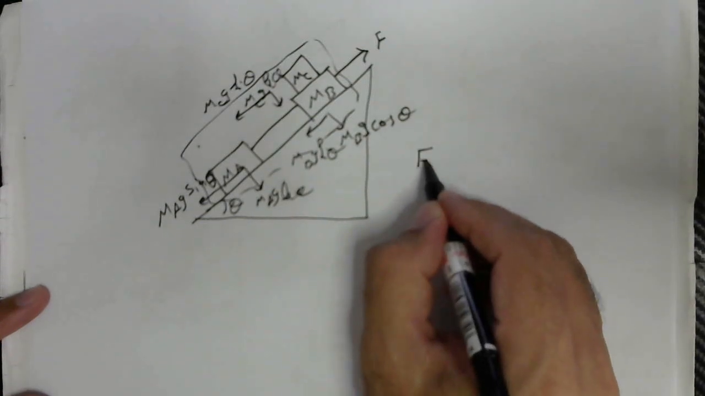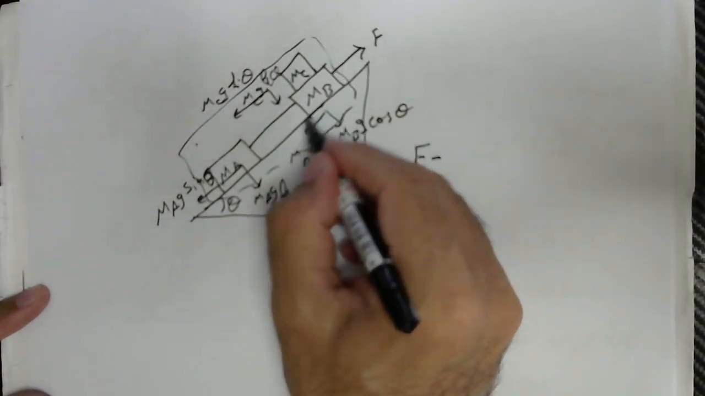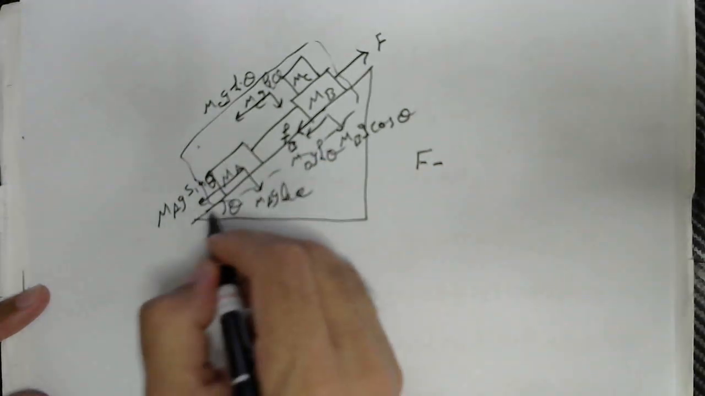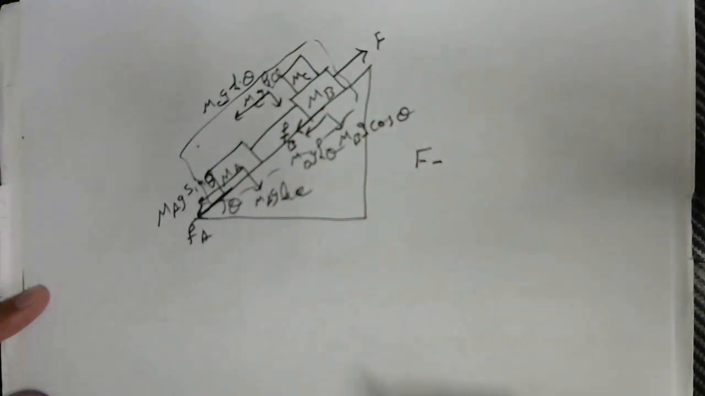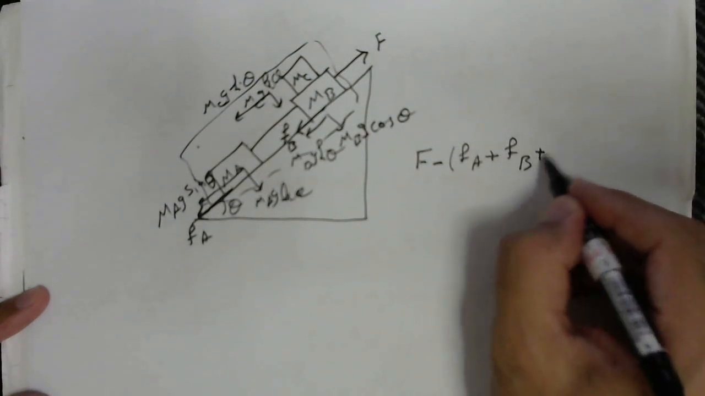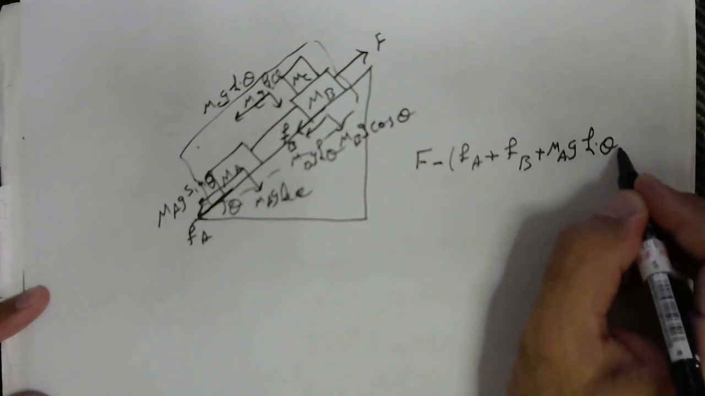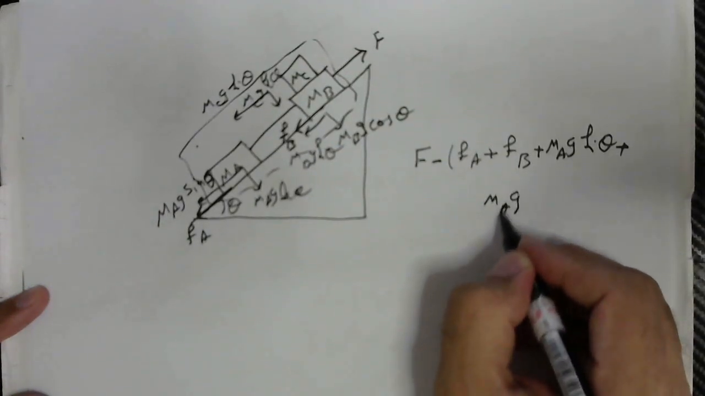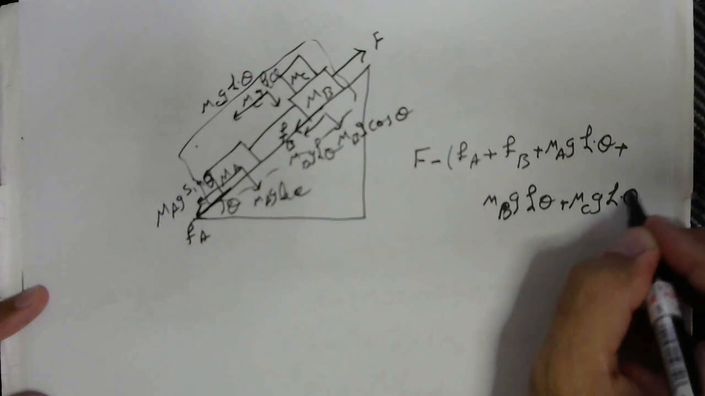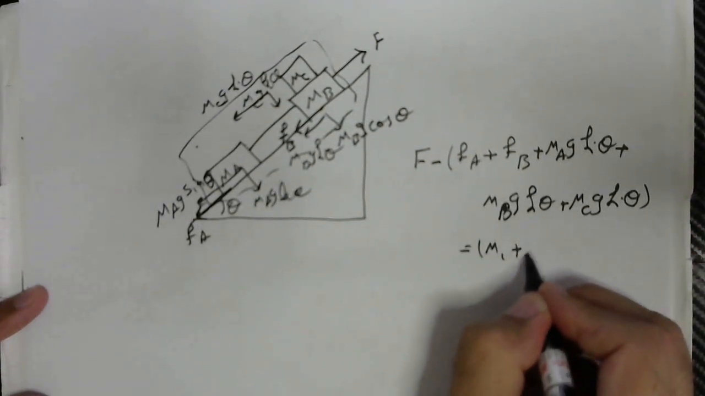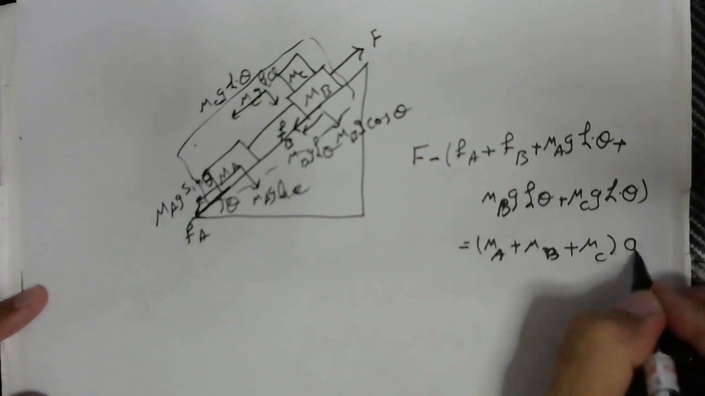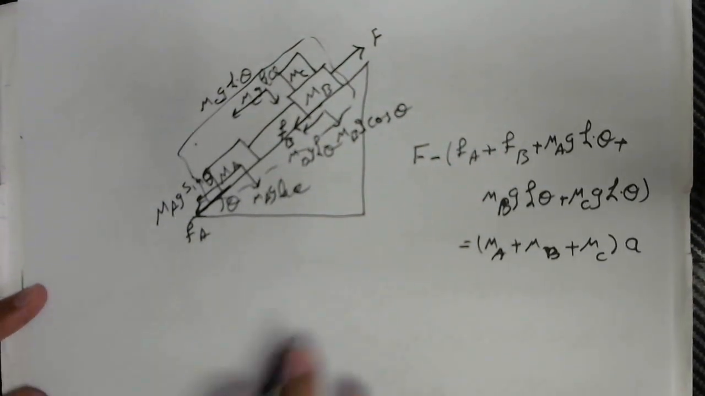So you do have the equation F minus the frictional force here, if we say we're going up, is F B, and this one is F A. So F minus F A plus F B plus MAG sine theta plus MBG sine theta plus MCG sine theta equals MA plus MB plus MC times a. That becomes the general equation of motion.